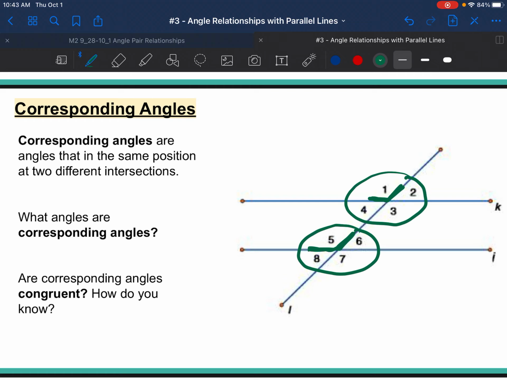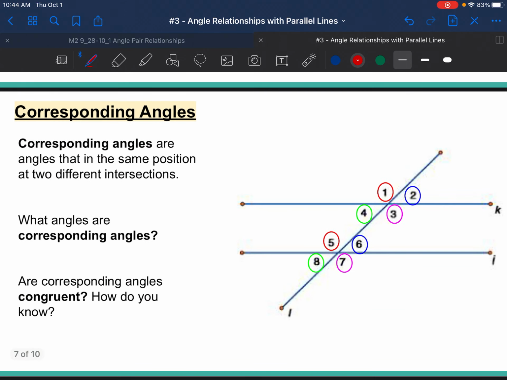Another example might be angle 2. Angle 2, if I do a translation, I would get angle 6. They are in the same position. They are corresponding angles, and they are congruent because it's the same angle. The angle did not get bigger or smaller.